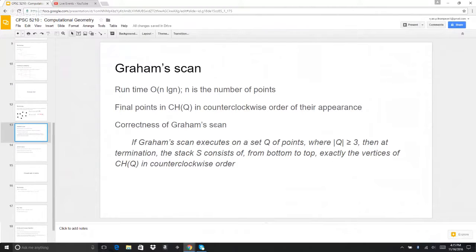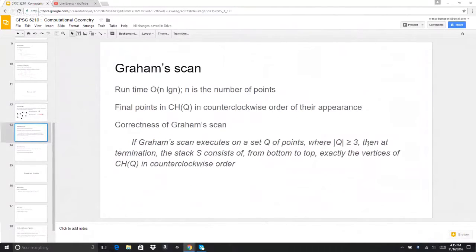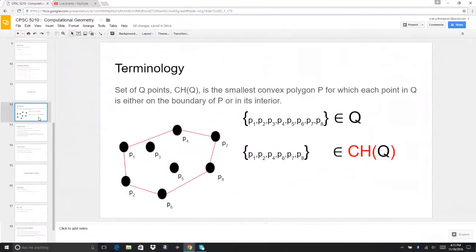So to prove the correctness of Graham's scan, because it's a more intensive algorithm, we'll just review. If Graham's scan executes on a set of Q points, where Q is greater than or equal to 3, again because that would be your minimum requirement, then the stack S consists, from top to bottom, of exactly the vertices of the convex hull in counterclockwise order.